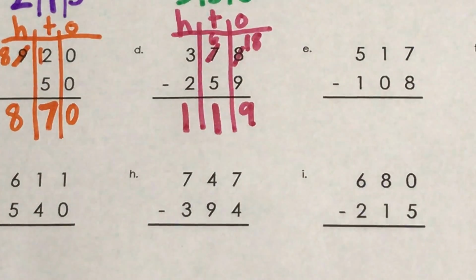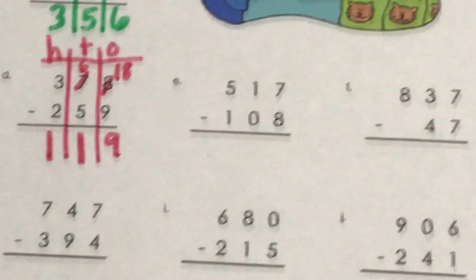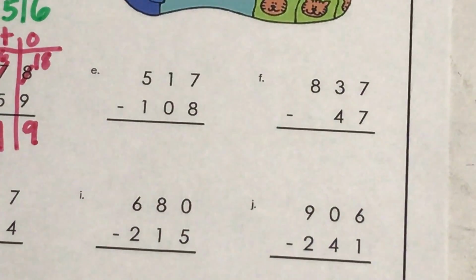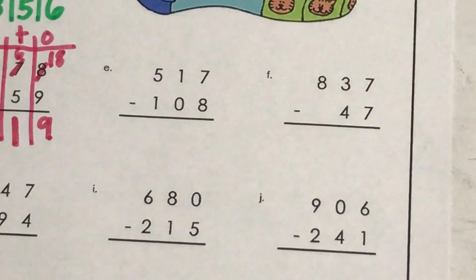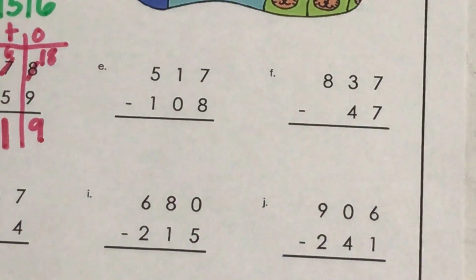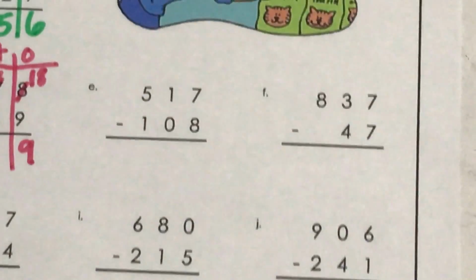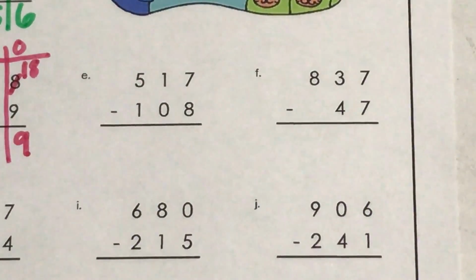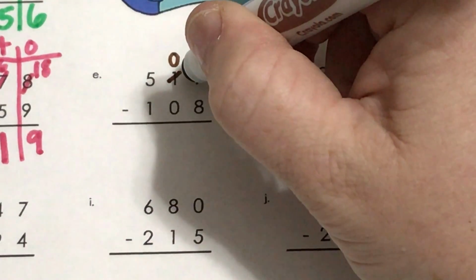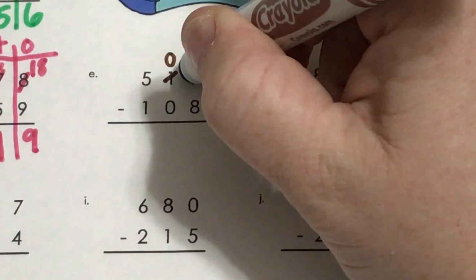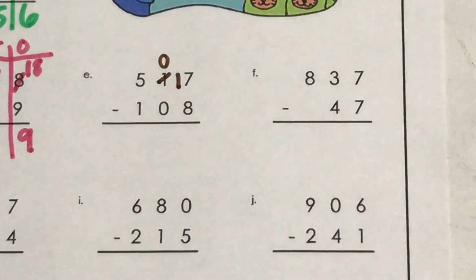I'm going to do one more for you, and I'm not going to draw the place value on there, but the place value still matters. I start in the ones place, which is farthest to the right. 7 minus 8 is not possible, because if you have 7, you can't take 8 away from it. So I have to go over and regroup. Take 1 away from the tens place, that makes the tens place 0. When I regroup that to the ones place, it makes the ones place 17.